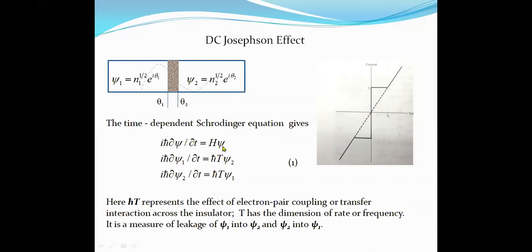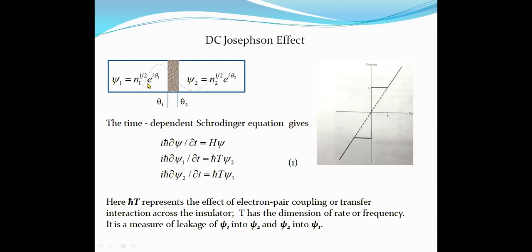In this equation, ħT is an energy, or you can say ħω, if you know that when you apply the Hamiltonian operator you get ħω. So this T here is that ω, which you already know, but here T has a dimension of rate or frequency. It is a measure of leakage of ψ1 into ψ2 and ψ2 into ψ1. So this is the transfer rate.